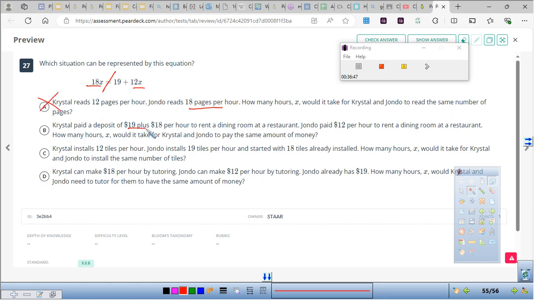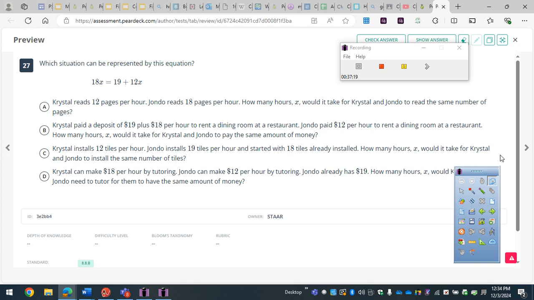Crystal paid a deposit of 19 plus $18 per hour. You see how these two are together? You want 19 and 12 together, but 19 and 12 are opposite here, and they need to be on the same side with the same person. So here we're going to go with Crystal can make 18 per hour. John can make 12 per hour. And John already has 19, so 19 and 12 go together. Right there, that's the answer. They're pretty easy, guys. They're not too hard at all.